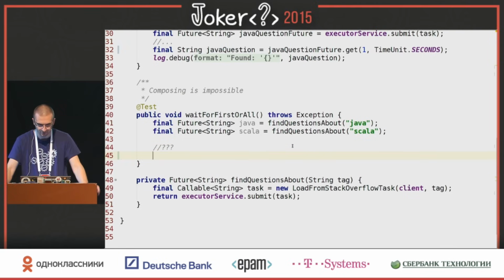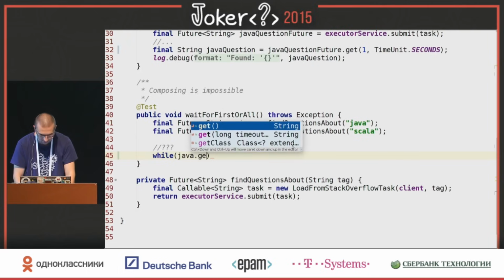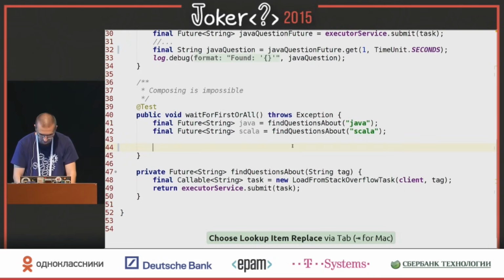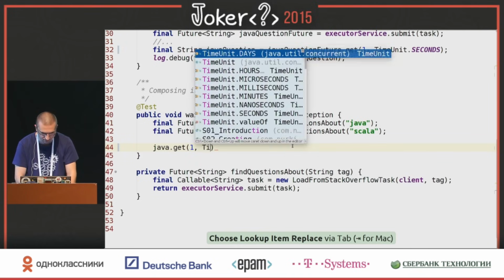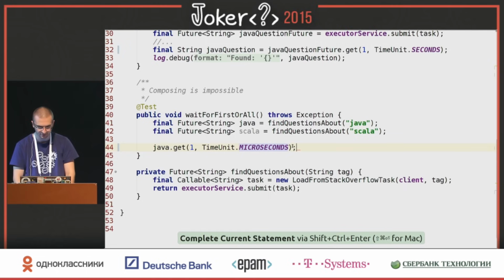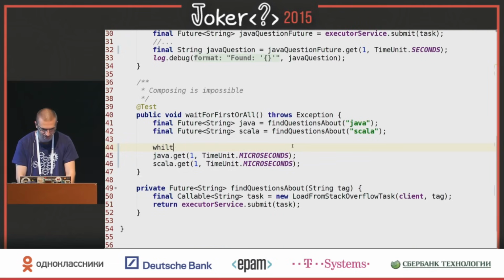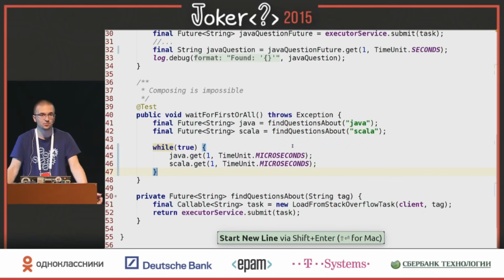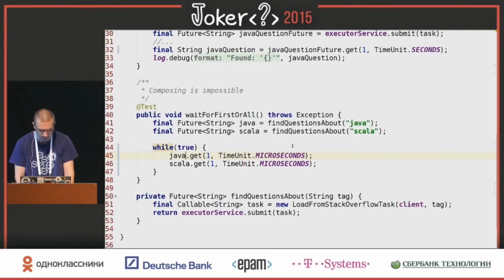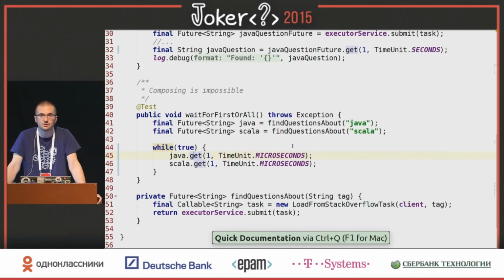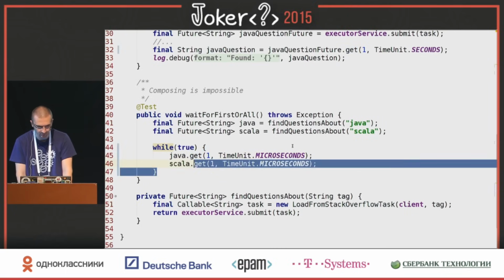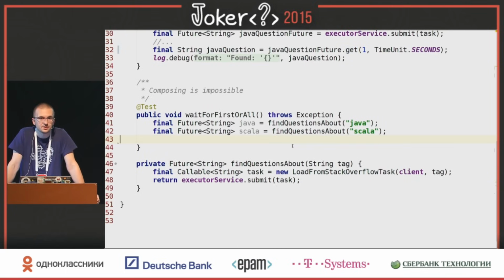The simplest thing to do, which actually I saw a few times, is to actually go in a loop. So you do Java get with a really tiny timeout, like 1 microsecond, and you do the same with Scala, and you do it in a loop, which is insane, because not only are you wasting a thread, you're actually burning CPU. And of course you break when one of them actually finishes. This one throws an interrupted exception. So that's pretty terrible. And the completable future actually tries to address this issue.